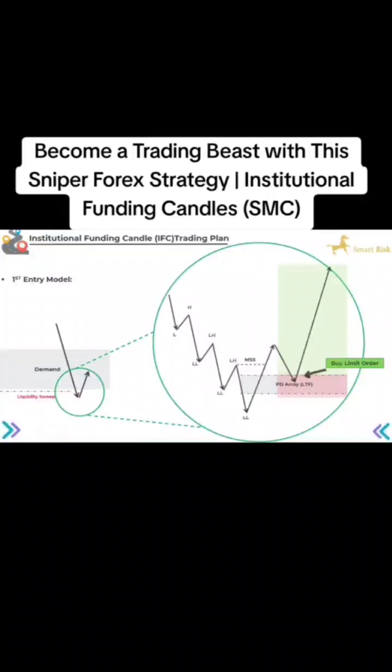For take profit levels, you have 2 options. Target the nearest draw on liquidity on the current time frame, or aim for a higher time frame draw on liquidity for larger potential gains.